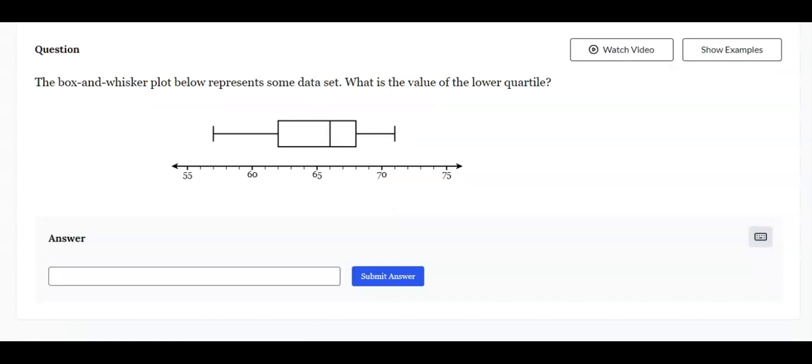Let's take a look at the next question here, which is asking us about the lower quartile, also known as the Q1. The Q1 is the leftmost side of the box. So take a look here at the scale. It looks as though we have 1, 2, 3, 4, 5 units, and it moves 5, so each unit would be 1. So this one here would be 62.